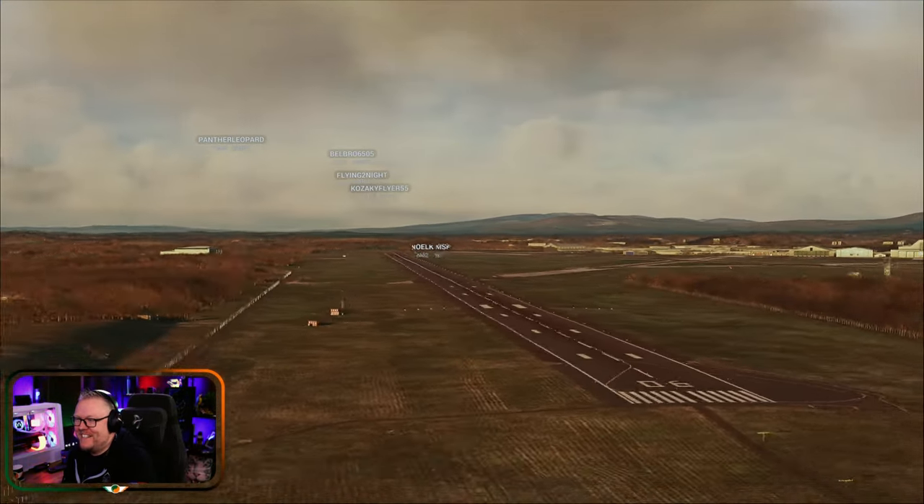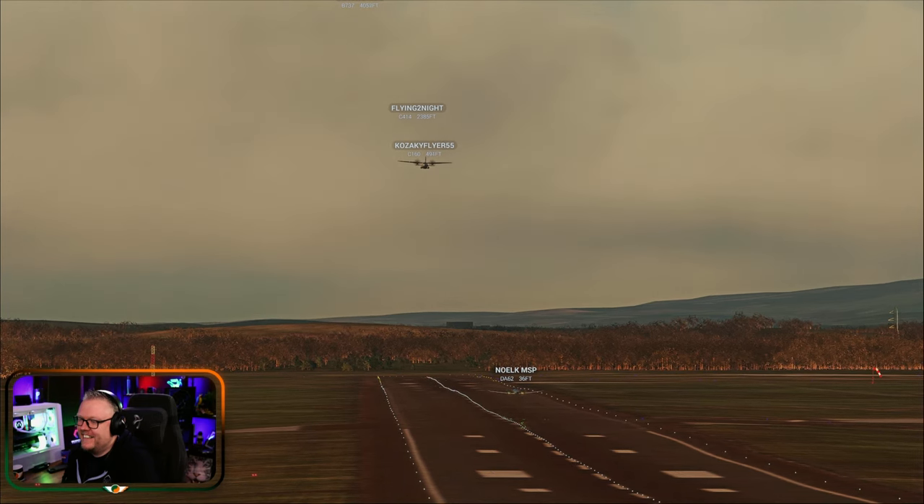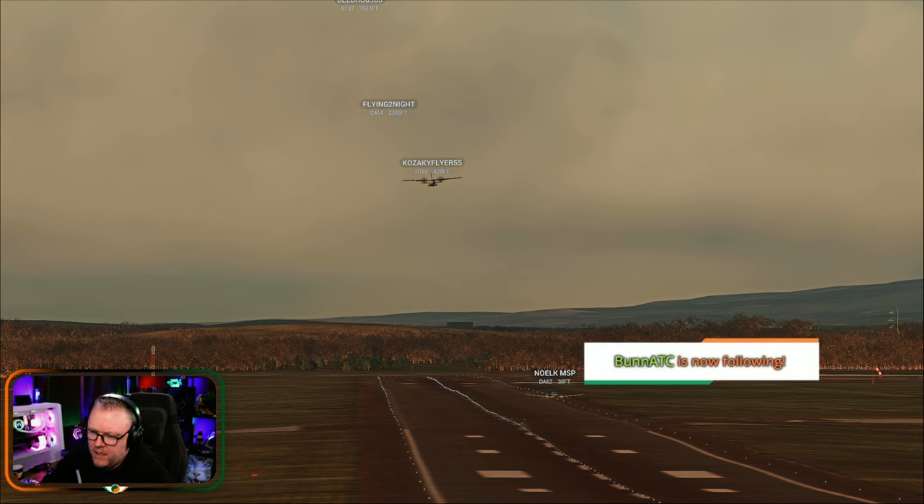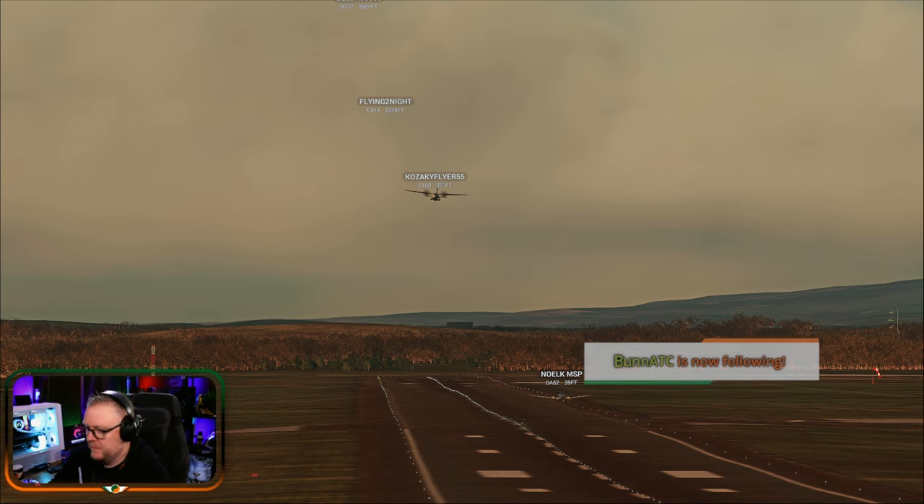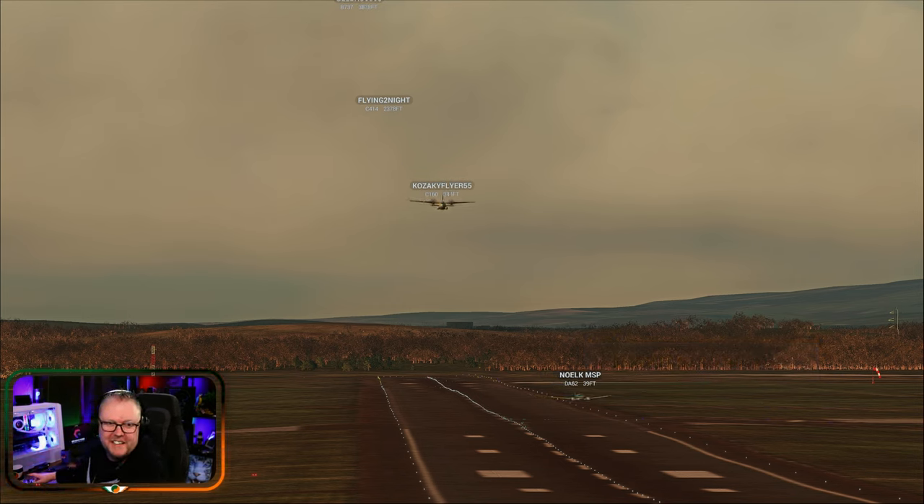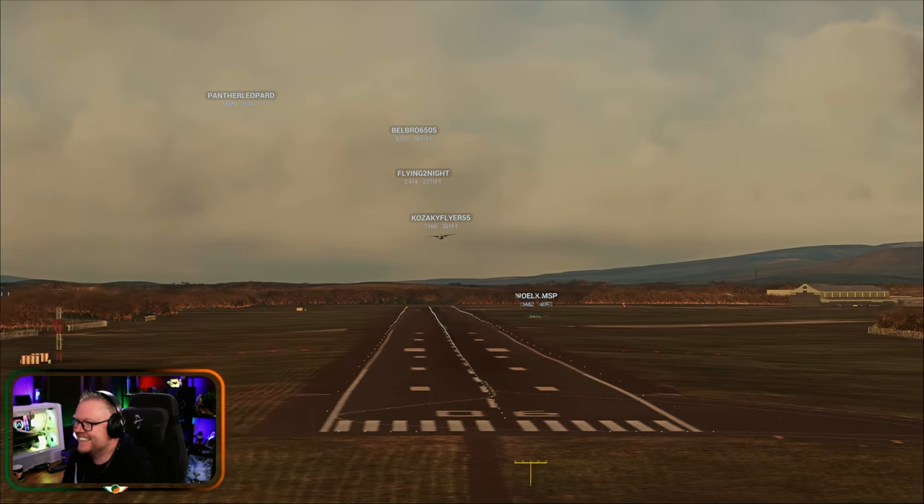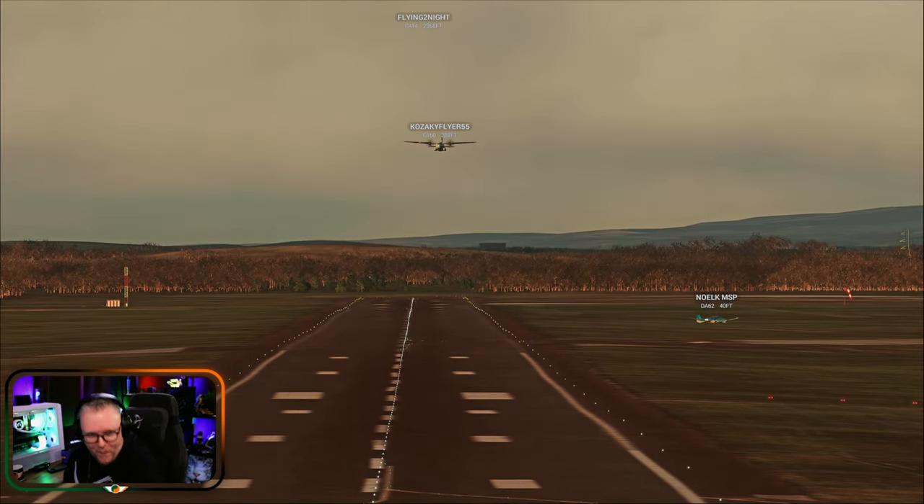Oh, this is going to be close! Jesus. Firefly 202, winds 010, 2 knots, runway 24, clear to land. Hey, Shannon ATC, good to see you. Ah, Noel! 202, clear to land, runway 24.